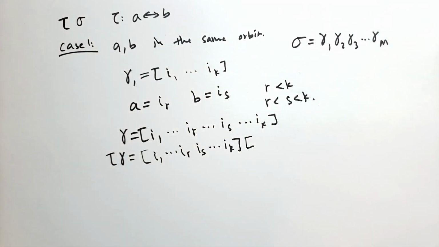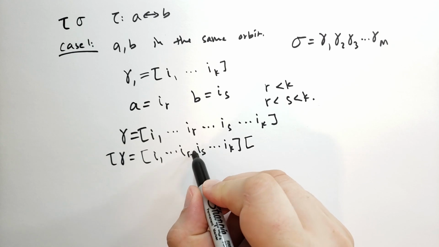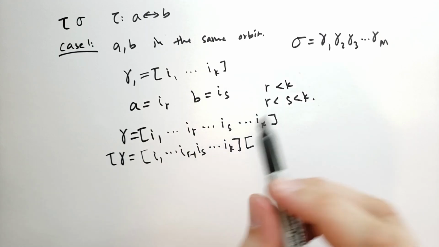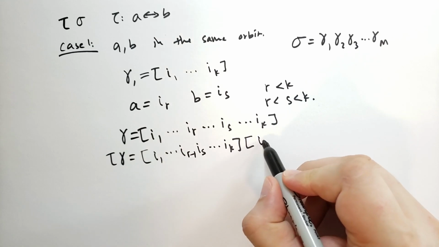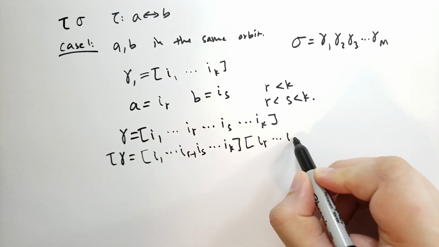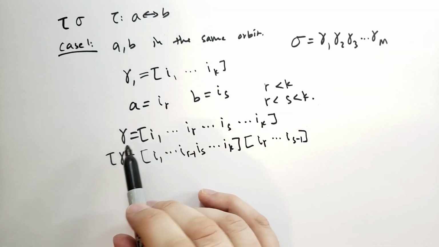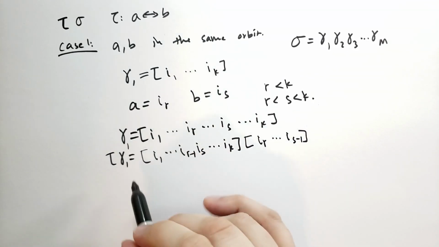Oh, no. I'm sorry, I made a mistake. So it's going to go to R minus 1, and once you hit IR, it's going to go up to S, right? And then the other cycle is going to start at IR, go up to I to the S minus 1, and then cycle back to IR. So we have created from this one cycle, we've created two cycles.